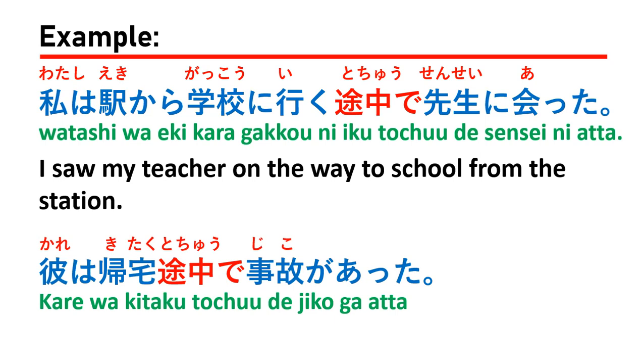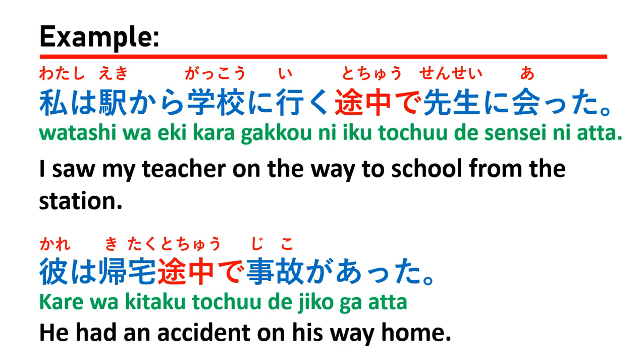The next, 彼は帰宅途中で事故があった。Which means that he had an accident on his way home. In this sentence, they use 帰宅途中で.